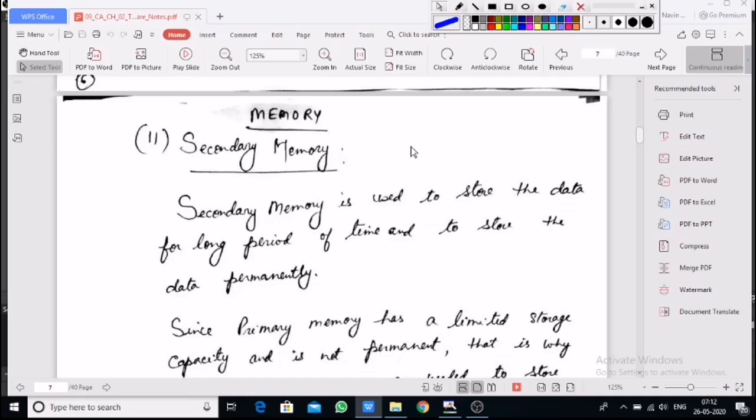Primary memory is also used to store the data, but it stores the data temporarily, on a temporary basis. But secondary memory stores the data permanently. So for future purposes, we can store the data in a secondary memory device.